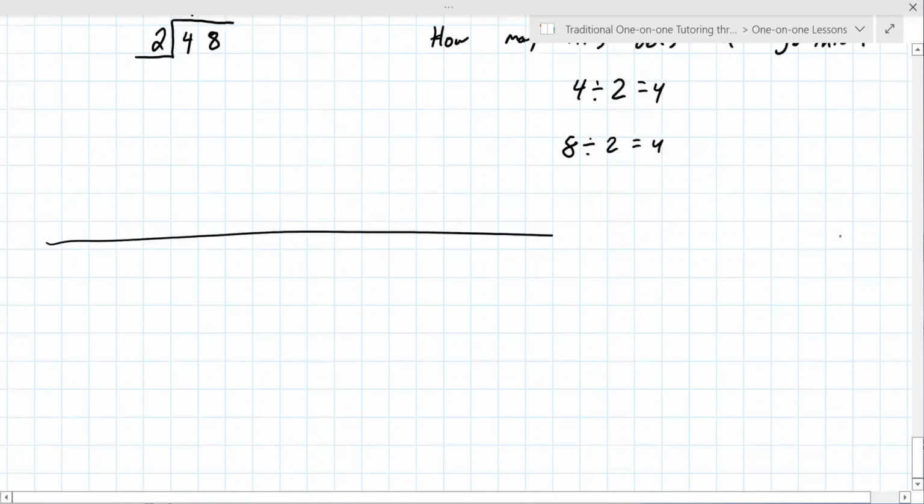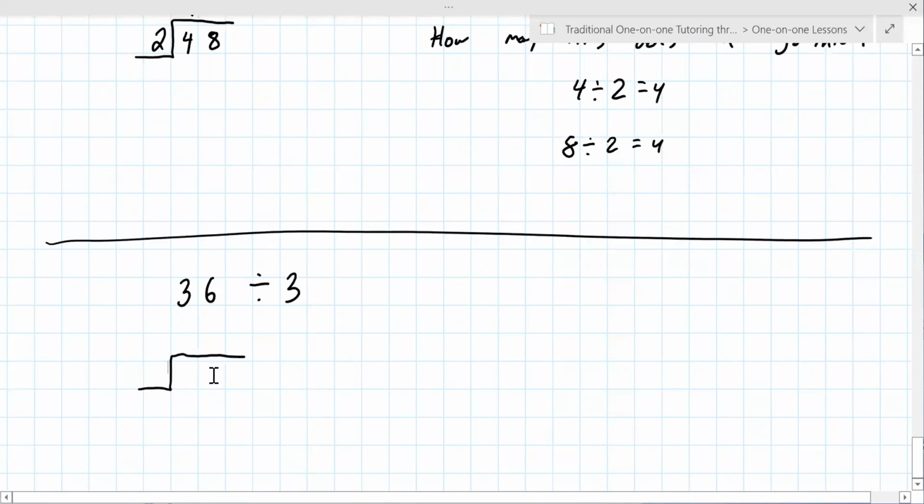So let's try another one here. I want you to do 36 divided by 3. Right, 36 divided by 3. So which number goes inside the house? Do you remember which number goes inside here? 36. And then the 3 goes on the outside of the house. I don't know if it looks like a house to you. That's just the way it's been described for years.